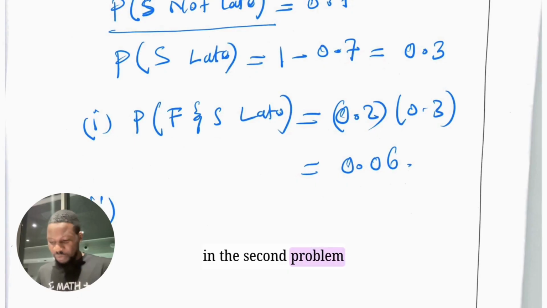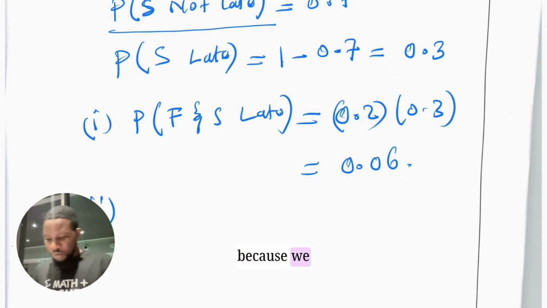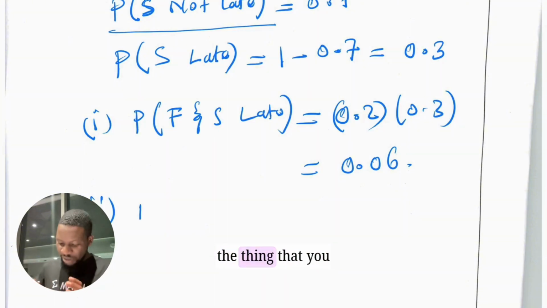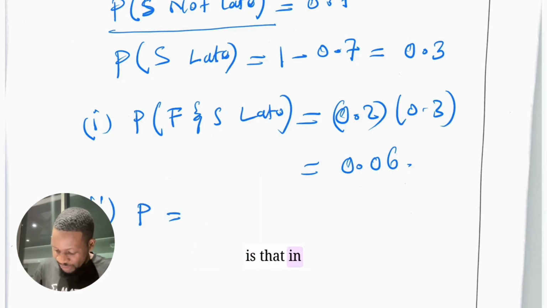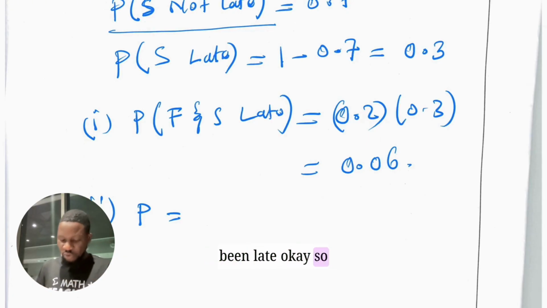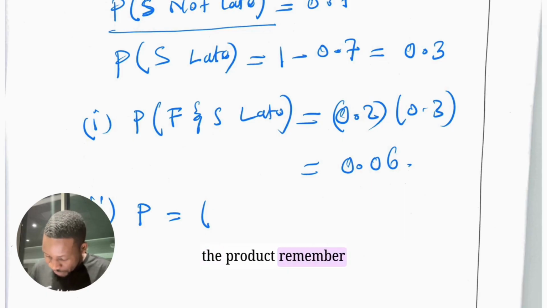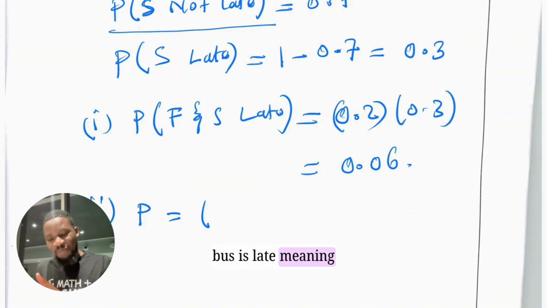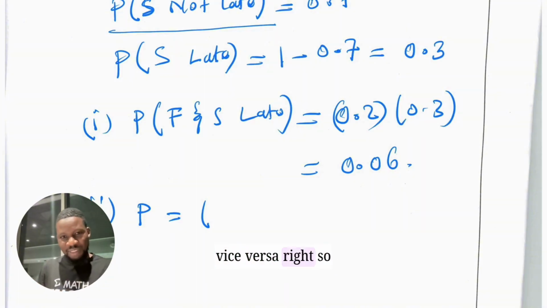Now, in the second problem, this one is a little bit tricky because we want that only one bus is late, 3 points. So the thing that you need to understand here is that in either case, you have one bus late and another one not being late. So we want only one bus to be late. What we are going to do is take the product. Remember, if only one bus is late, meaning that the other one is not late, and vice versa, right?